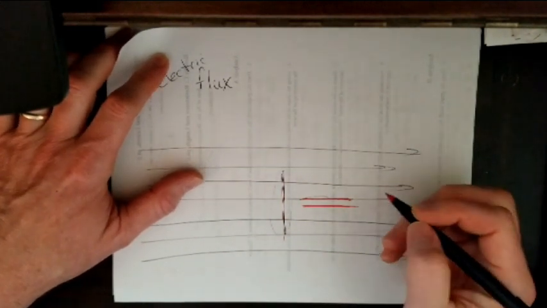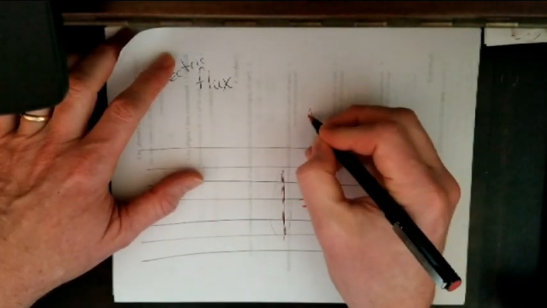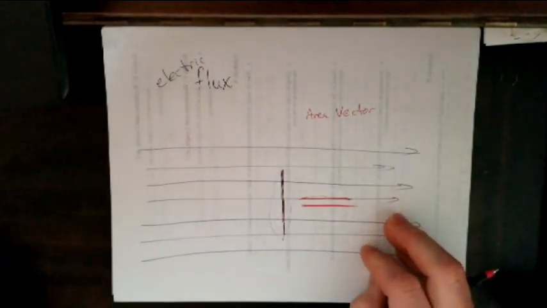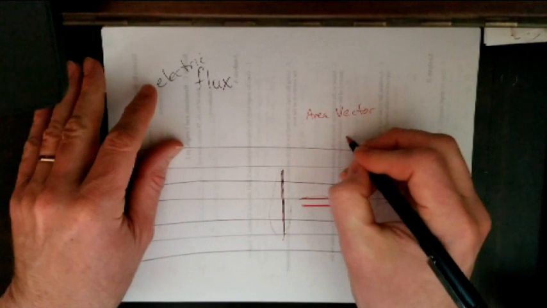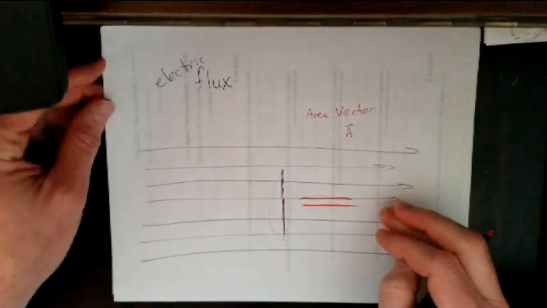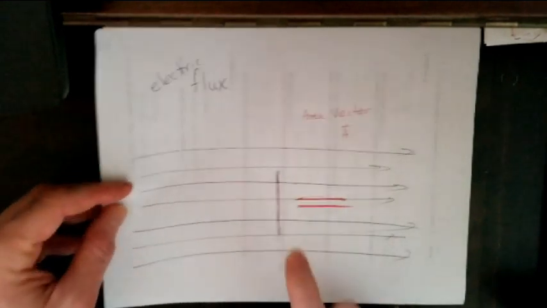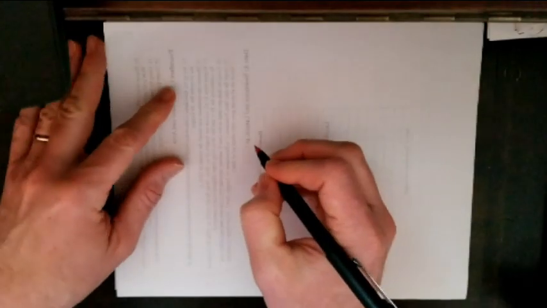And so what the physicists came up with is this idea of an area vector. I say physicists, probably the math people did this first. An area vector A with a vector symbol over it. So first talk about area vector, and then we'll get back to the electric flux. So if I have this piece of paper right here, it has a certain area, but I want to be able to describe a direction for it.